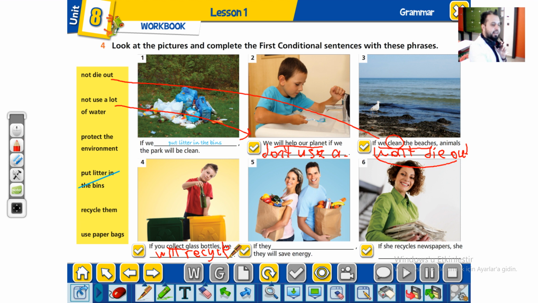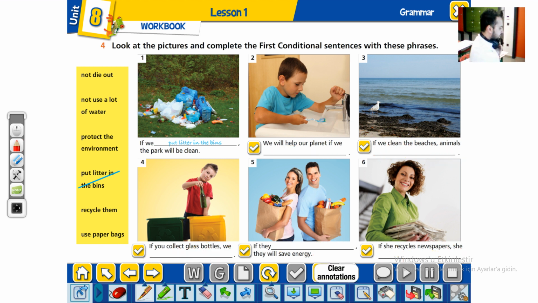Look at the pictures. They are using paper bags. And if they use, we are going to use simple present tense in here. If they use paper bags, and if she recycles newspaper, eğer kağıtları geri dönüştürürse, she will protect the environment. Okay, this part is finished.